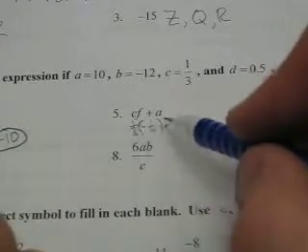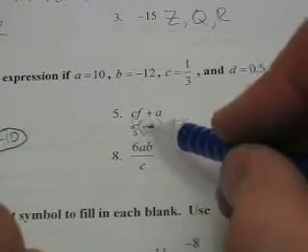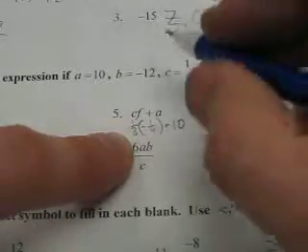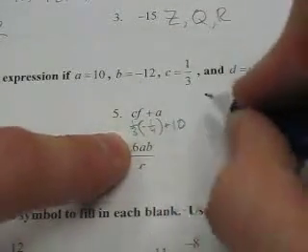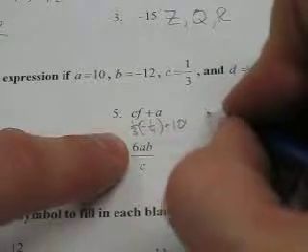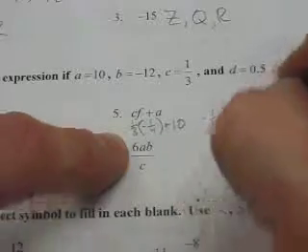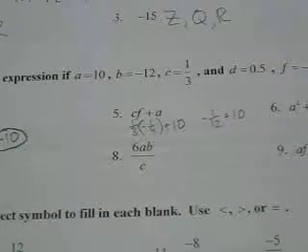We have multiplication, we have addition. So we're going to multiply first. We're going to multiply those two fractions. 1/3 times negative 1/4. When we multiply those two fractions, we end up with negative 1/12 plus 10. Negative 1/12 plus 10. Alright, a lot of us aren't very good with adding and subtracting fractions.